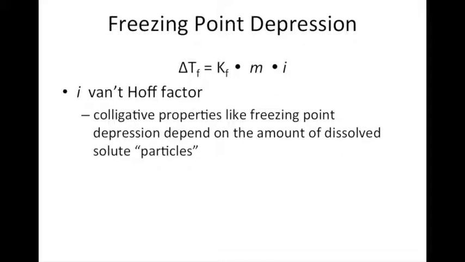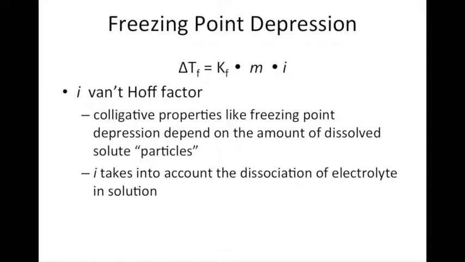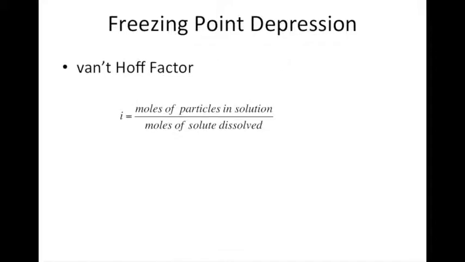Colligative properties like freezing point depression depend on the amount of dissolved particles in solution. So when we put an electrolyte, maybe an ionic compound, in solution, it's going to dissociate to give us more particles in solution, or more ions. So we have to take into account the dissociation of our electrolytes in solution. The Van't Hoff factor is basically a measure of how much dissociation we have. It's equal to the moles of particles in solution, this may be ions, over the moles of solute that were dissolved.